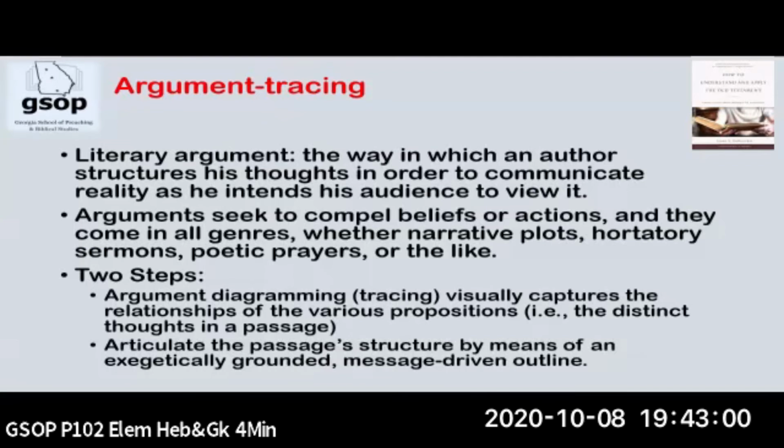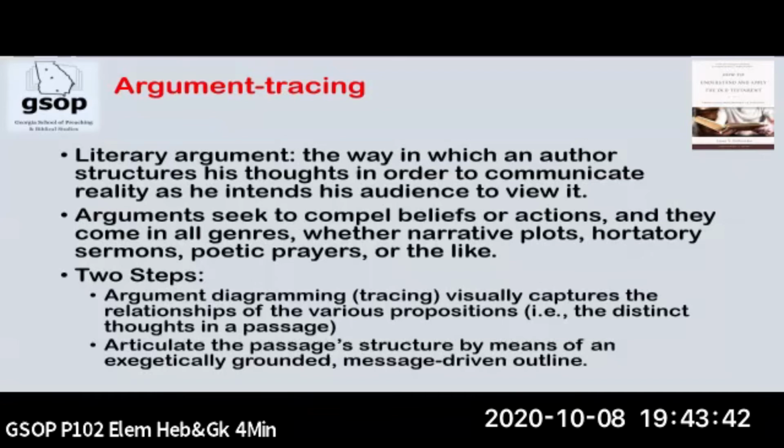A lot of scripture, most of it, is rhetorical in that its purpose is to persuade. What's the purpose of scripture? It's to persuade someone to do what? To have certain beliefs, to do certain actions. And so arguments seek to compel those beliefs or actions, and they come in all kinds of genres. You find them in narratives, in narrative plots, hortatory sermons, that is, basically someone preaching, poetic prayers, and many other different genres. The purpose is to persuade someone, and they use various methods to do it.